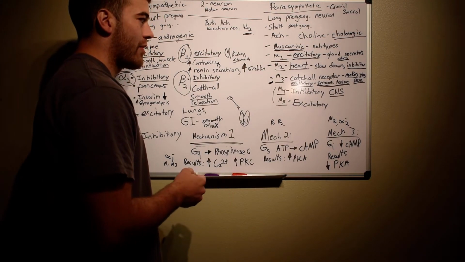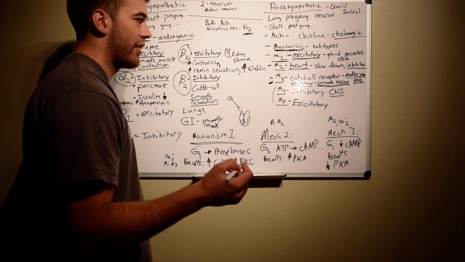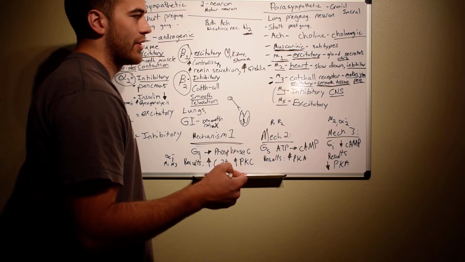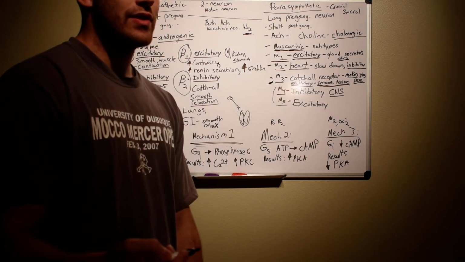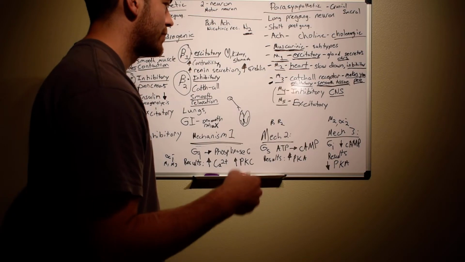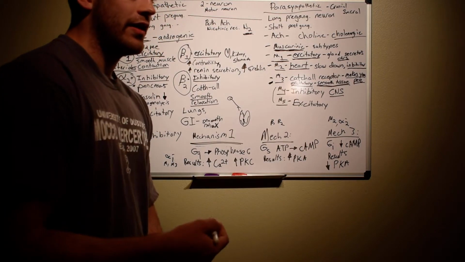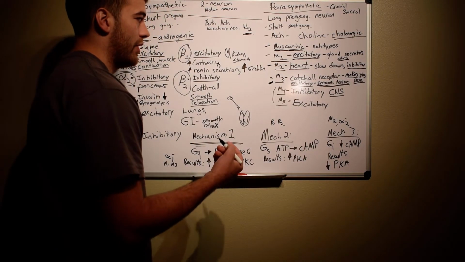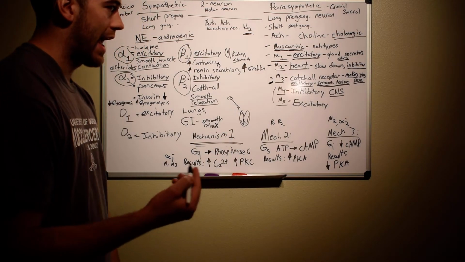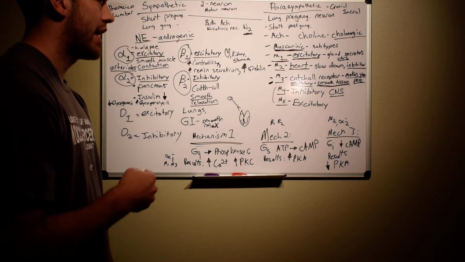So that's a good way to remember M3, or muscarinic 3 receptors. It's the catch-all receptor. It makes you pee. It induces smooth muscle contraction. And another good example of this would be in asthma. Excuse me, not allergies. Asthma.